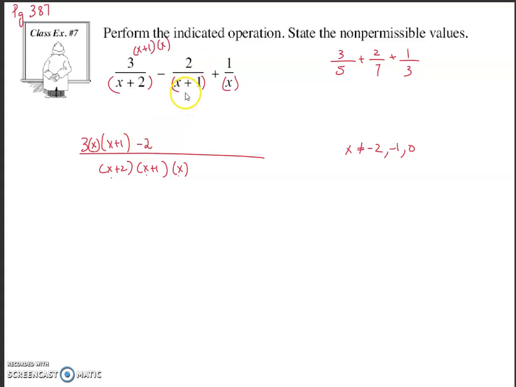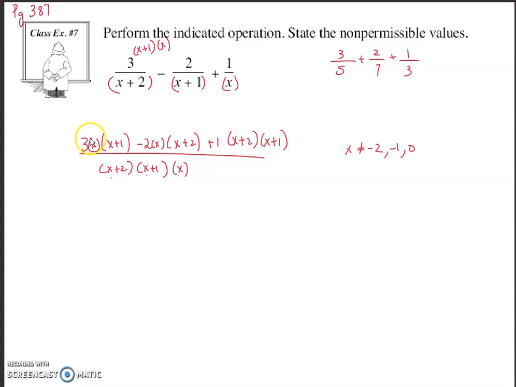So -2, and this one is x plus 1, so it will be multiplied with the x and x plus 2. And then the last one only has an x, so this one will be multiplied by x plus 2 and x plus 1. So whatever is missing is what you're multiplying it with. Okay. Now you're going to open up your brackets where you can easily, and then if not, then pull it to the side and do it.